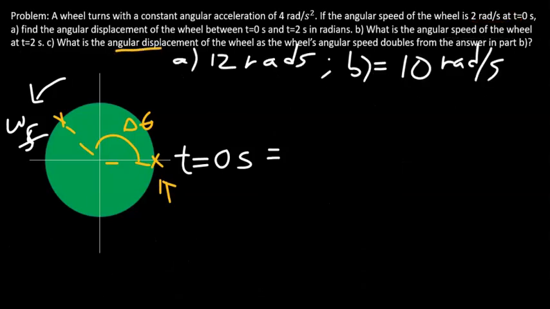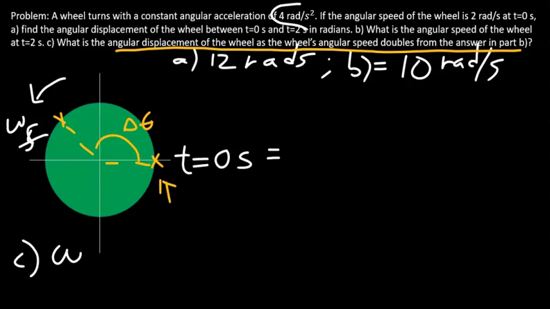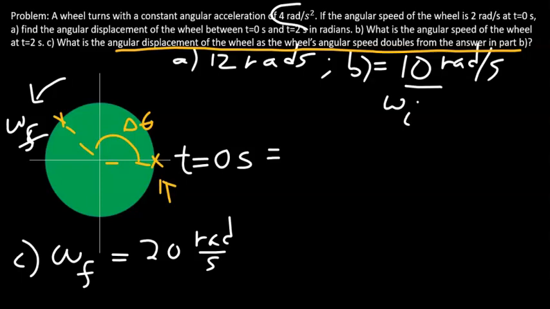Part C. What is the angular displacement of the wheel as the wheel's angular speed doubles from the answer in part B? Now what that means is, now let's assume, because the wheel is rotating with an angular acceleration of 4, at some point its angular speed will double the value that we found in part B, namely 20 radian per second. So let's call that omega f. And this 10 is like your omega i, the initial angular speed. As the wheel makes its transition from this angular speed to that angular speed, it has to cover certain angular displacement. What is that angular displacement? That's what we want to determine.